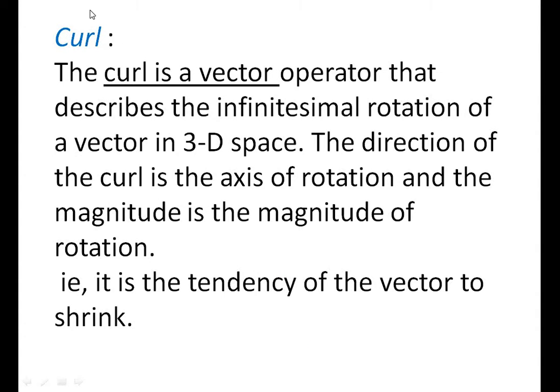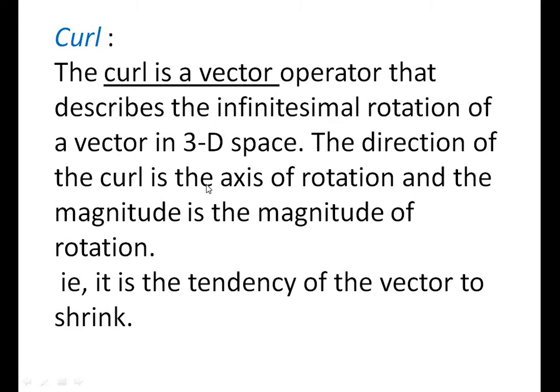Then next one, curl of a vector valued function. The curl is a vector operator. Listen, curl is a vector, whereas divergence is a scalar. Curl is a vector operator that describes the infinitesimal rotation of a vector in 3 dimensions. That is the rotation of a vector field. That is curl, discussing the rotation of a vector in 3 dimensions.